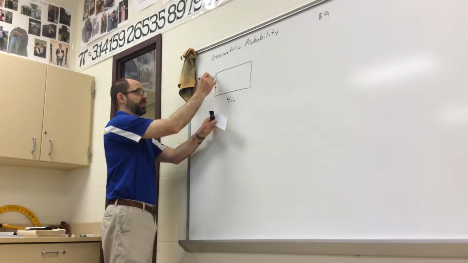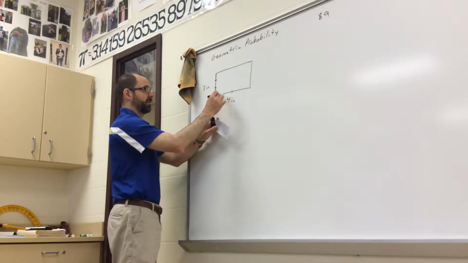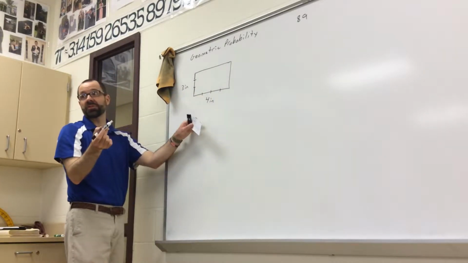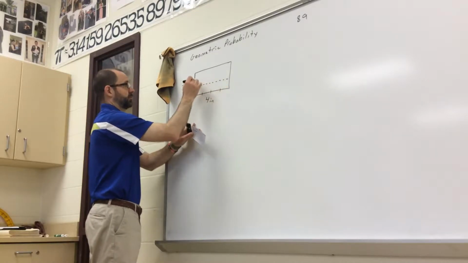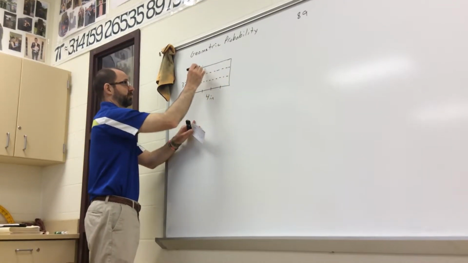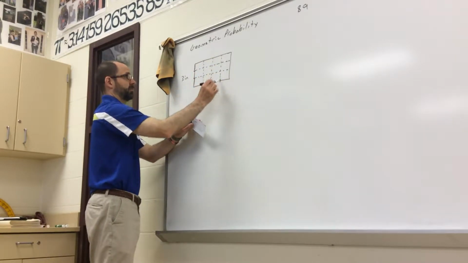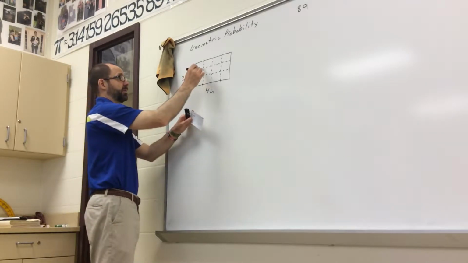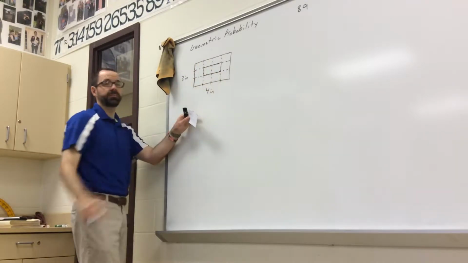So here's the 3 inches, 1, 2, 3. Here's the 4 inches, 1, 2, 3, 4. I'm going to draw in the squares. And then I'm going to draw a rectangle inside the square, inside the other rectangle.